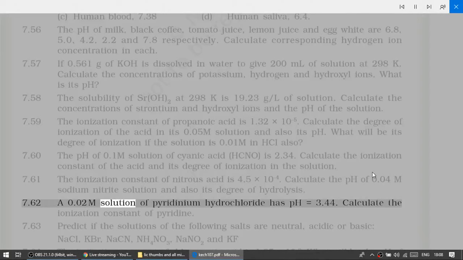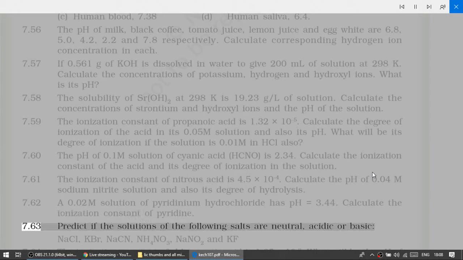7.62 A 0.02 M solution of pyridinium hydrochloride has pH equal to 3.44. Calculate the ionization constant of pyridine. 7.63 Predict if the solutions of the following salts are neutral, acidic or basic: NaCl, KBr, NaCN, NH4NO3, NaNO2 and KF. 7.64 The ionization constant of chloroacetic acid is 1.35 times 10⁻³. What will be the pH of 0.1 M acid and its 0.1 M sodium salt solution?